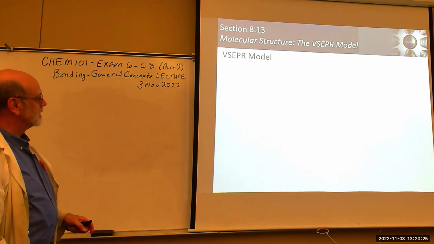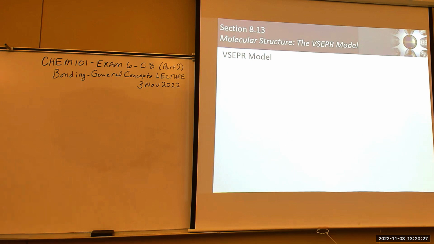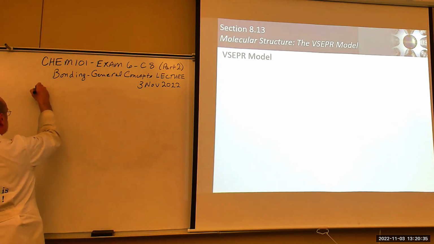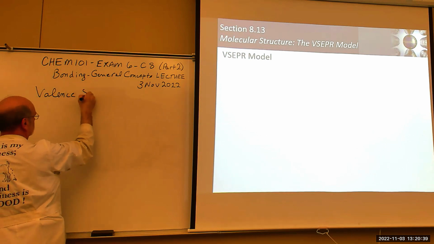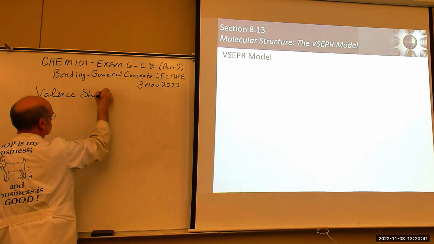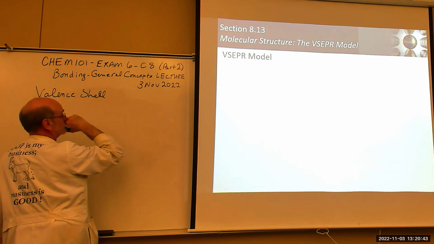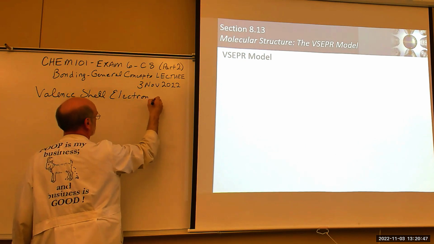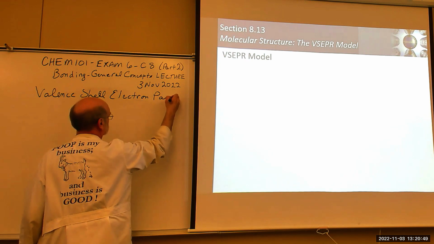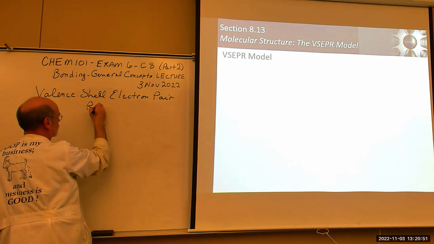Okay, VSEPR model. And I'm running out of time as usual. What does VSEPR stand for? V stands for valence. S for shell. E for electron. P for pair. And R for repulsion.